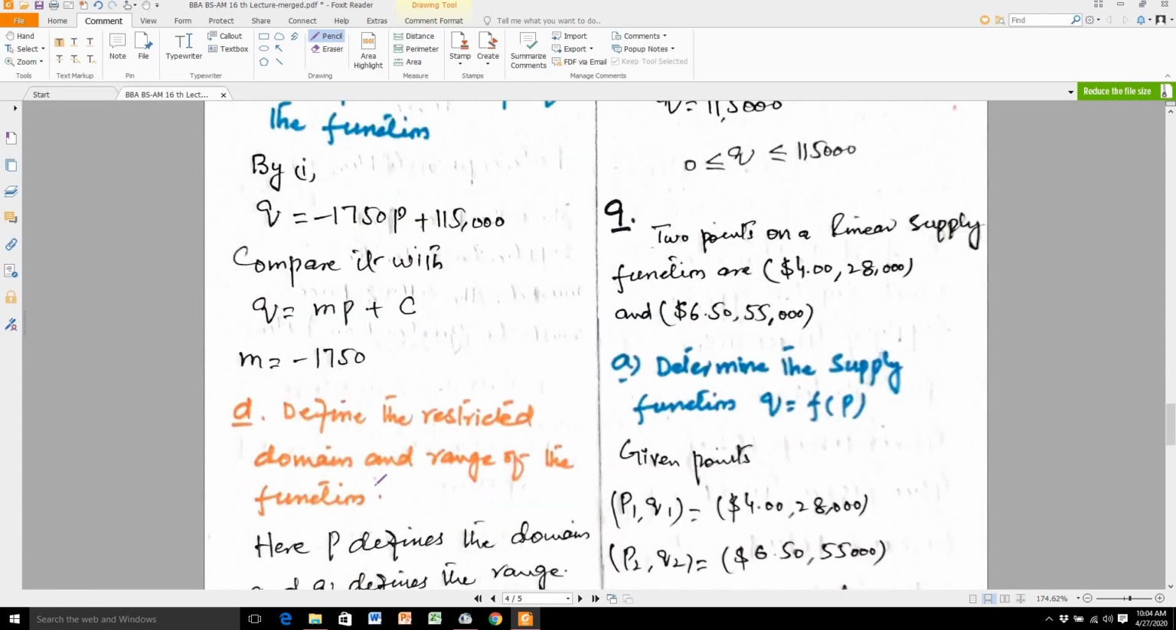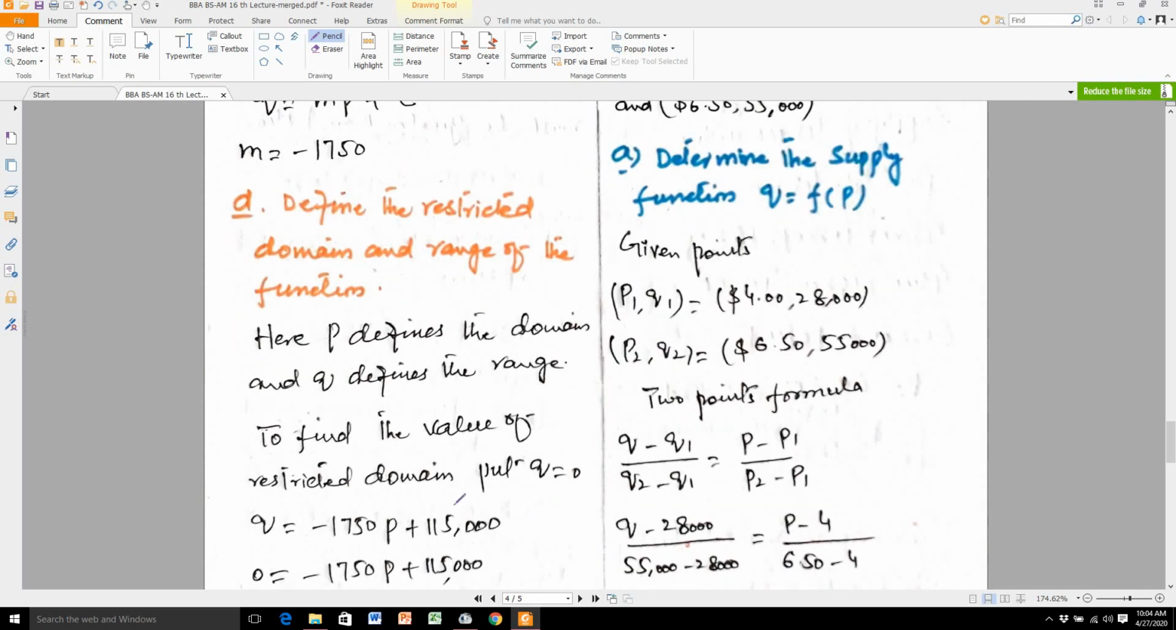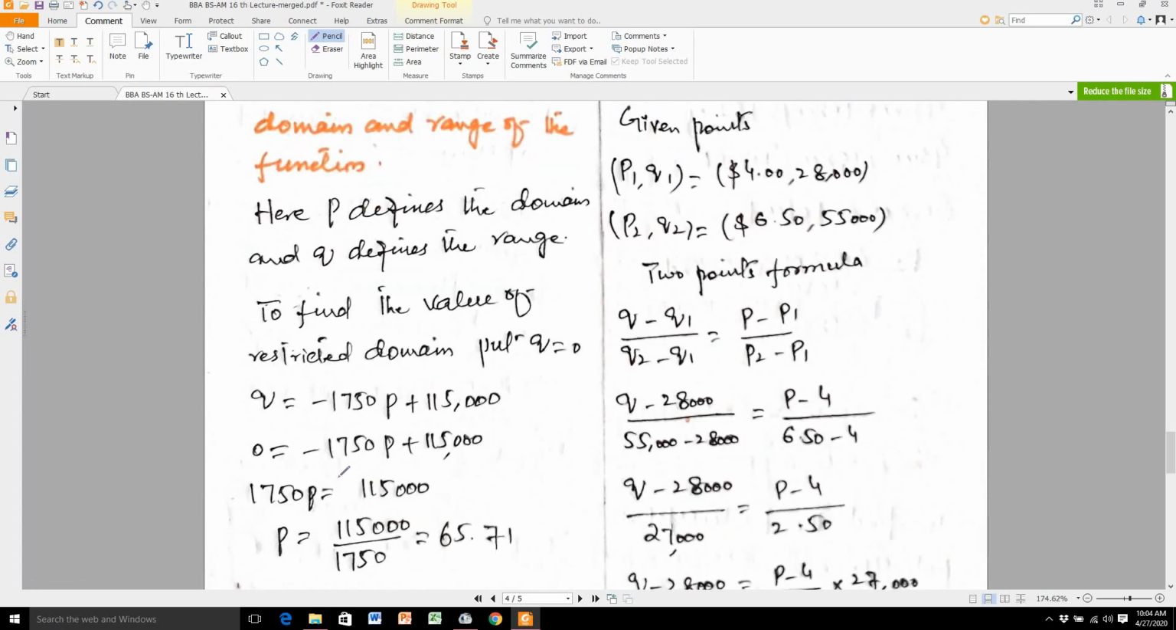Similarly, in part D, define the restricted domain and the range of the function. Here P defines the domain and Q defines the range. So find the value of the restricted domain. Put Q is equal to 0. Q is equal to minus 1750 P plus 115,000. Here you substitute Q is equal to 0 to find the domain of P. So minus 1750 P is equal to minus 115,000.